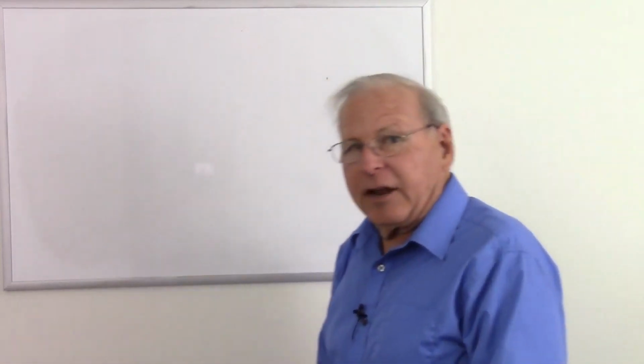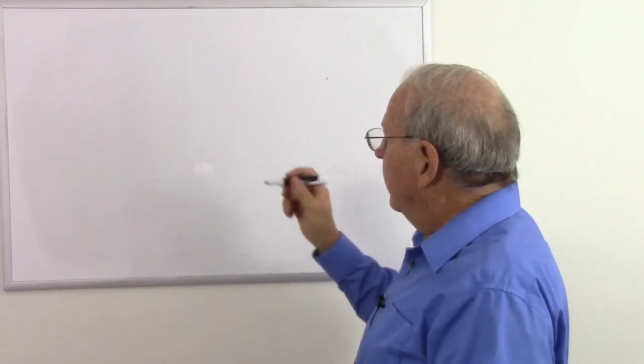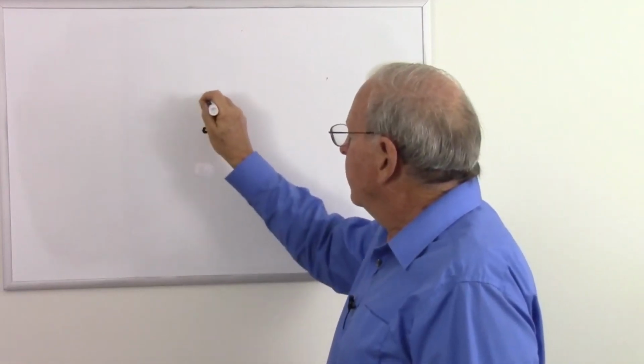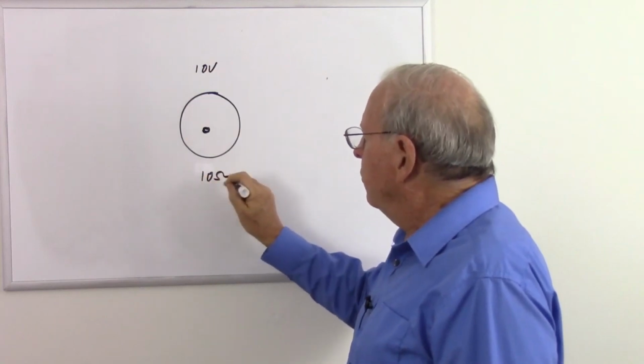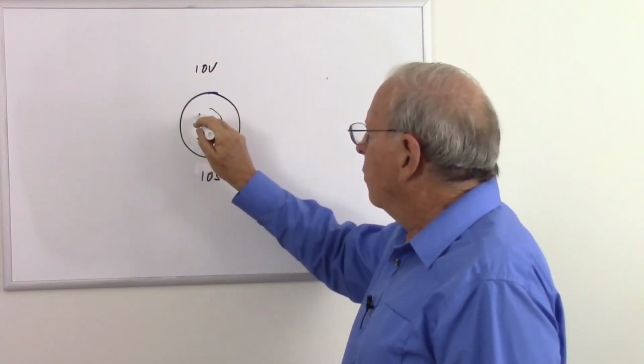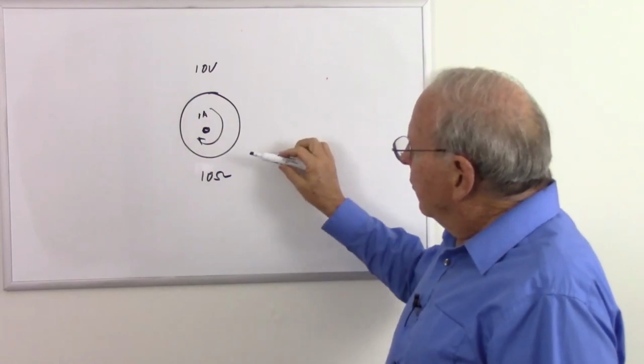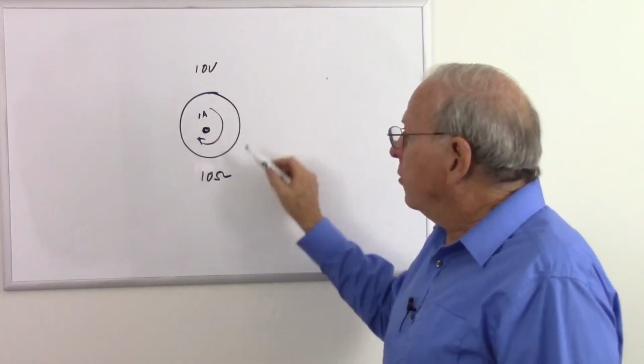This might not be as intuitive as what I just explained, but if I redraw my loop, once again, what do we have? 10 volts, 10 ohms, and therefore we have 1 amp of current. Okay, so I have 10 volts and 10 ohms. What do we have there?